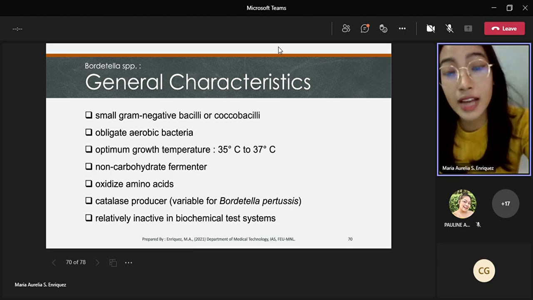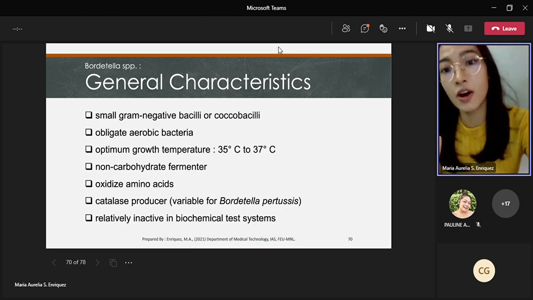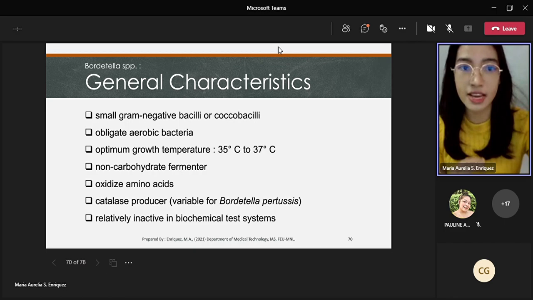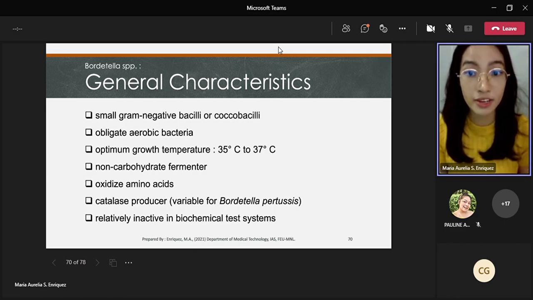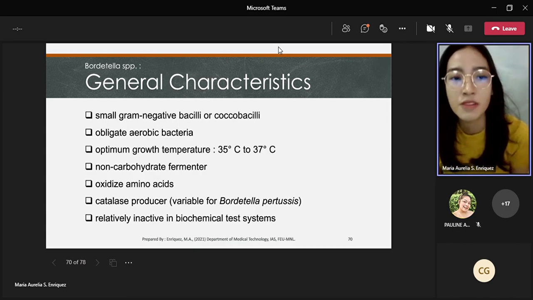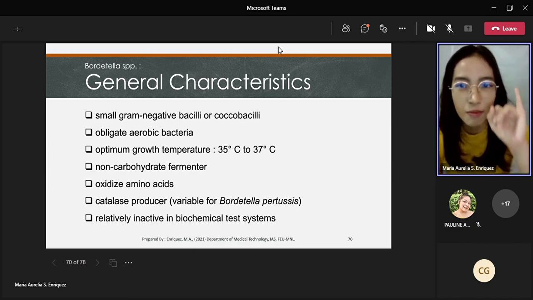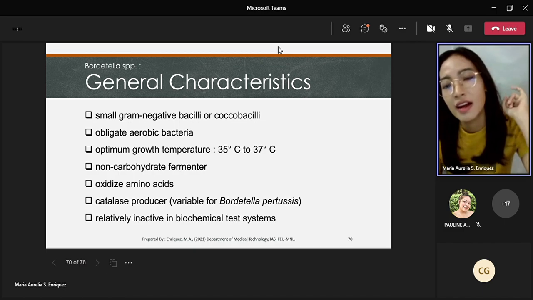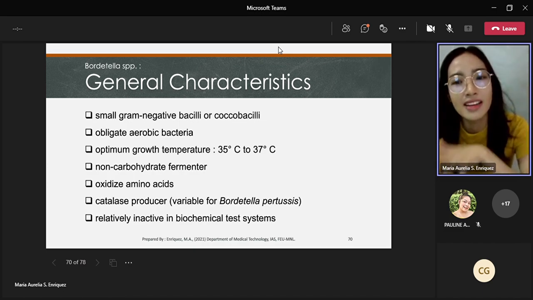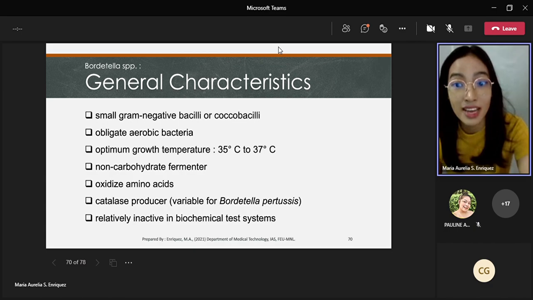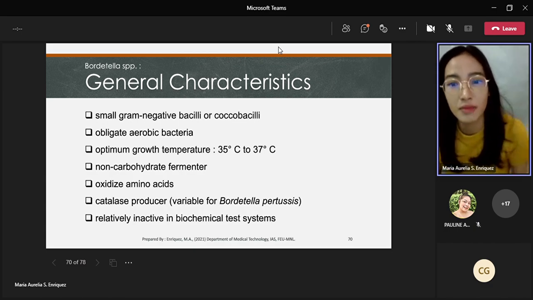All right, so for the general characteristics of Bordetella, they are obligate aerobes, they are non-carbohydrate fermenters, and they can oxidize amino acids. And aside from being catalase positive, they are relatively inactive in all other biochemical test systems. So kapag ginamitan po natin sila ng API, halos lahat doon sa API na yun, magne-negative po sila. They can't ferment any carbohydrates. Ayun po, ang kaya lang nilang gawin is either mag-positive sa catalase or oxidize a few amino acids.